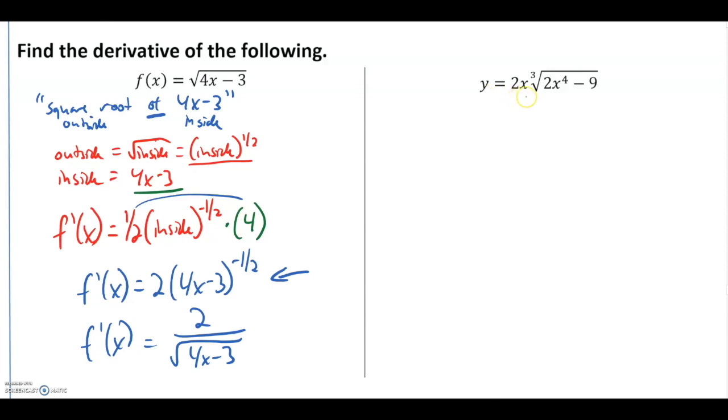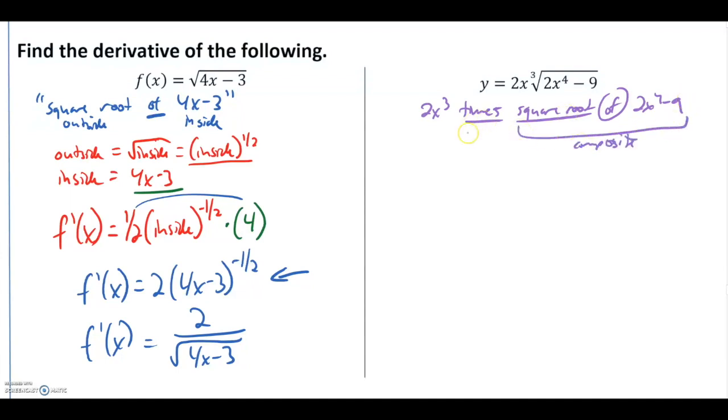Y equals 2x to the third power times the square root of 2x to the fourth minus 9. Well, we have two issues here. The first thing was I said that we were doing 2x to the third times the square root of 2x to the fourth minus 9. I've got a composite function down here, but I've also got a product of two different functions. We are going to have to apply the product rule and that new chain rule.